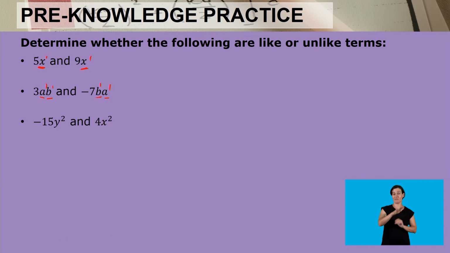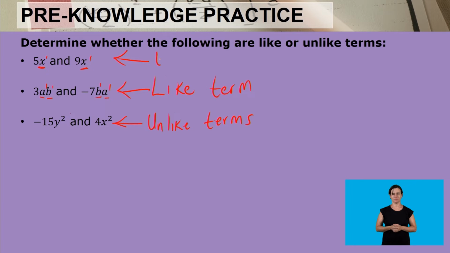Then we have 15y squared and 4x squared. Now, are they like terms? Well, even though the exponent is the same, we can see that the variables are not the same. So these ones are not like terms. So we can say that they are unlike terms. In fact, we can indicate with all of them whether they are like terms or not. So we've already discussed why the first two are like terms, and the next two as well.